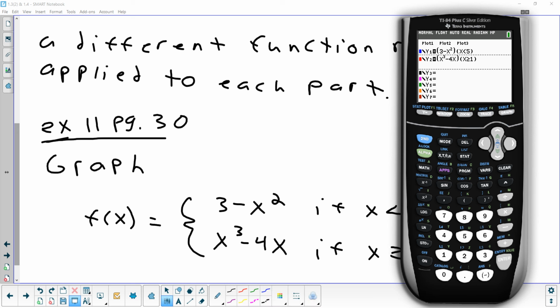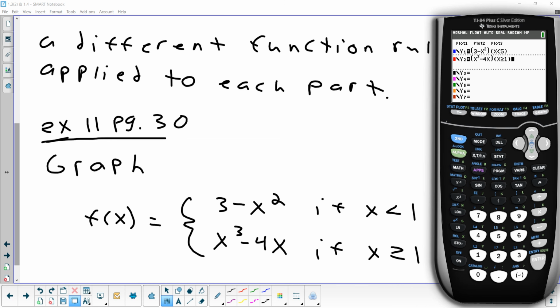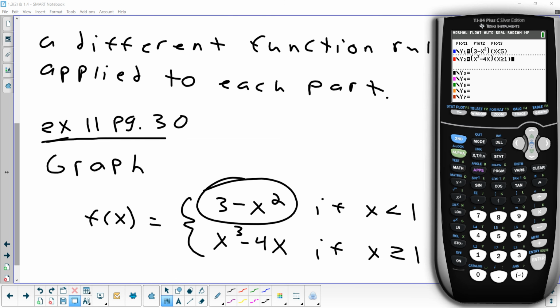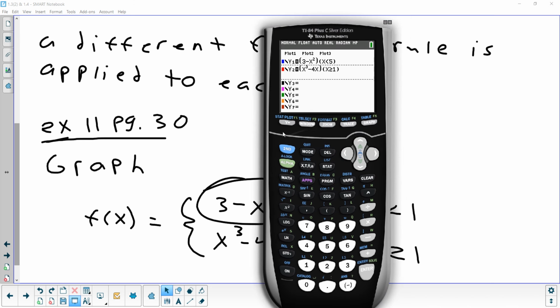Now, the calculator likes to draw something everywhere, even when we tell it not to. So this top one, we told it, only draw this when you are less than 1. Well, the calculator is still going to try to draw something when it's greater than 1. So what it's going to do is put a flat line in, even though we don't want it to do that. So I'll show you what we need to ignore in the picture.